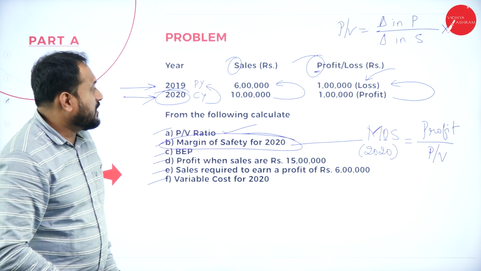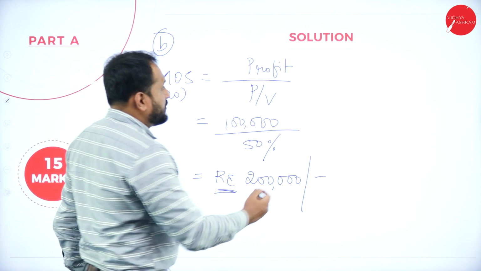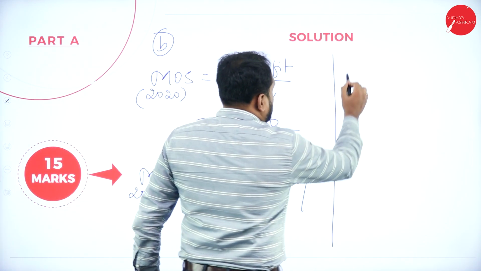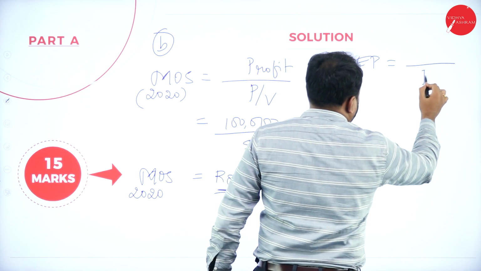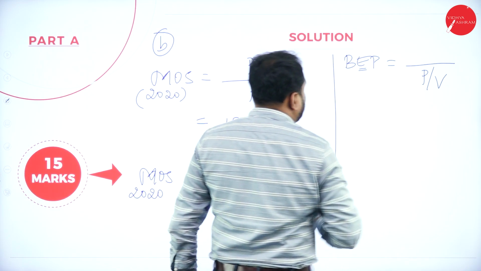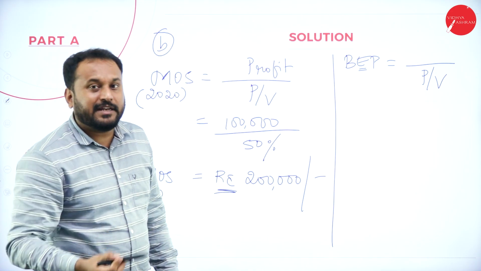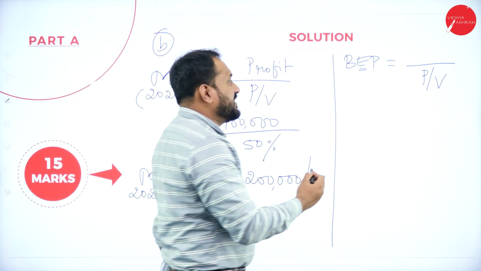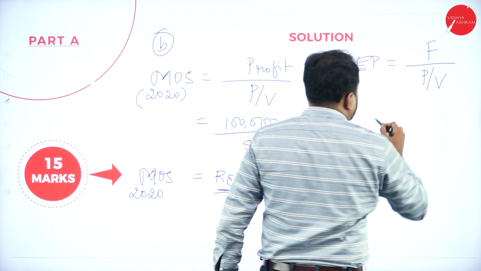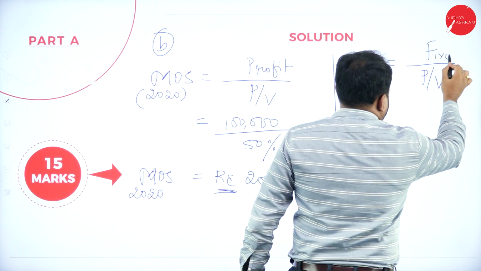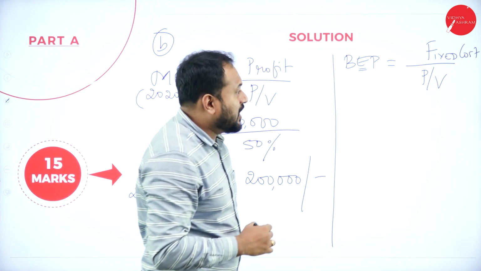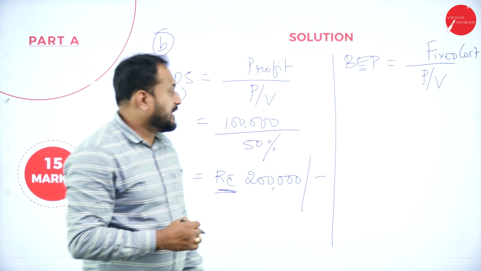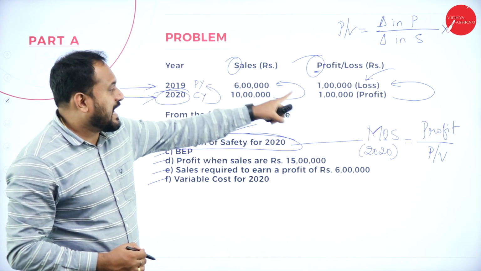Now for BEP calculation, we know the BEP formula is equal to, again denominator is PV. Now middle alphabet is what? E. After E, what will come in English? That is F. F in the sense fixed cost. So we'll write here fixed cost. Please mention the formula properly. Write everything here, fixed cost divided by PV. But here in the question, nowhere they have given us PV.